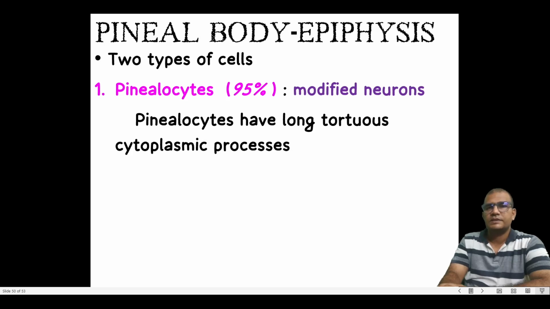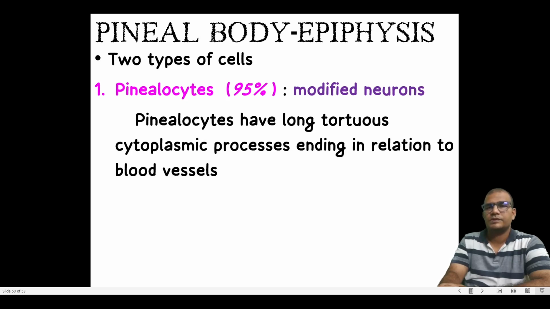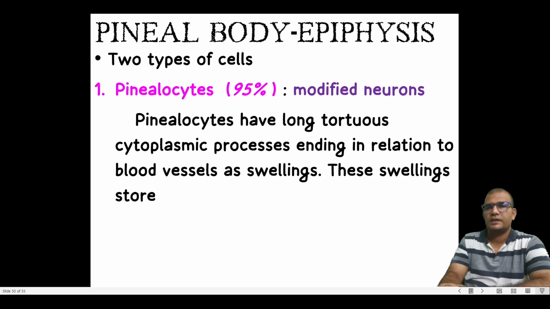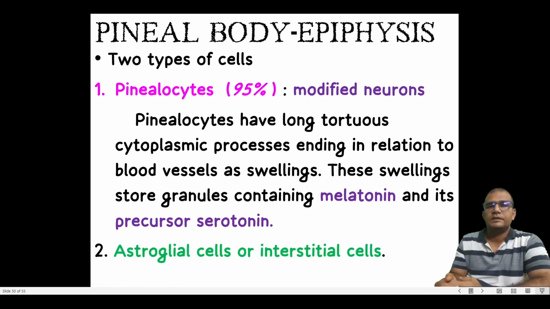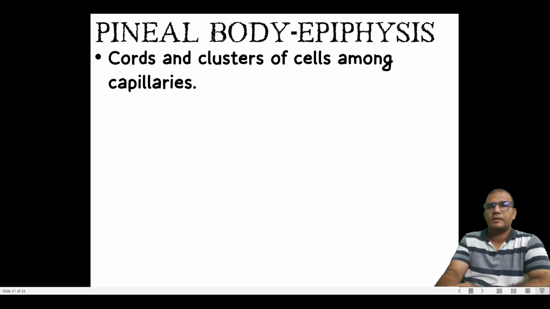The pinealocytes, they have long tortuous cytoplasmic processes ending in relation to the blood vessels as swellings, and these swellings, they store the granules containing melatonin and its precursor serotonin. So the melatonin is the secretion of pineal body. You should prepare this multiple choice question. The secretion of pineal gland is melatonin. Next, it is the supporting framework by the astroglial cells, which are also known as interstitial cells. The pineal gland basic structure, it is same, cords and clusters of cells separated by the capillaries.